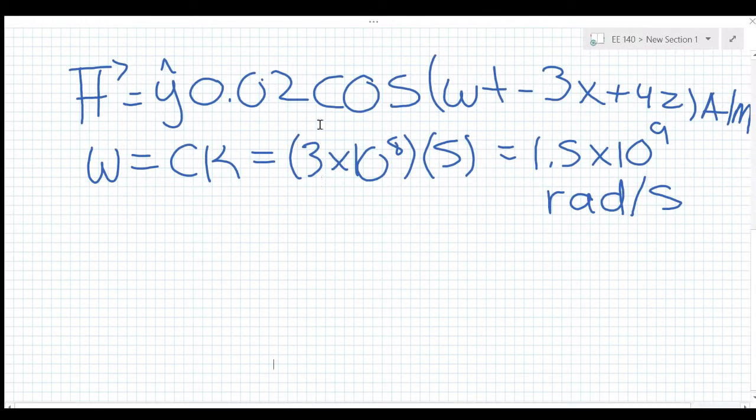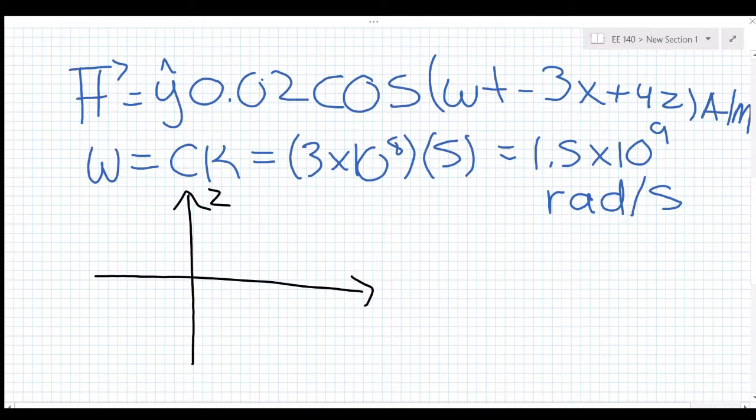Now we are going to find the direction of our E field. We label our axes Z and X, and Y will be going into the board. Drawing the direction of our k, it would be 3x hat minus 4z, so it would be in this quadrant, and then H would be going into the board, which is our positive y direction.